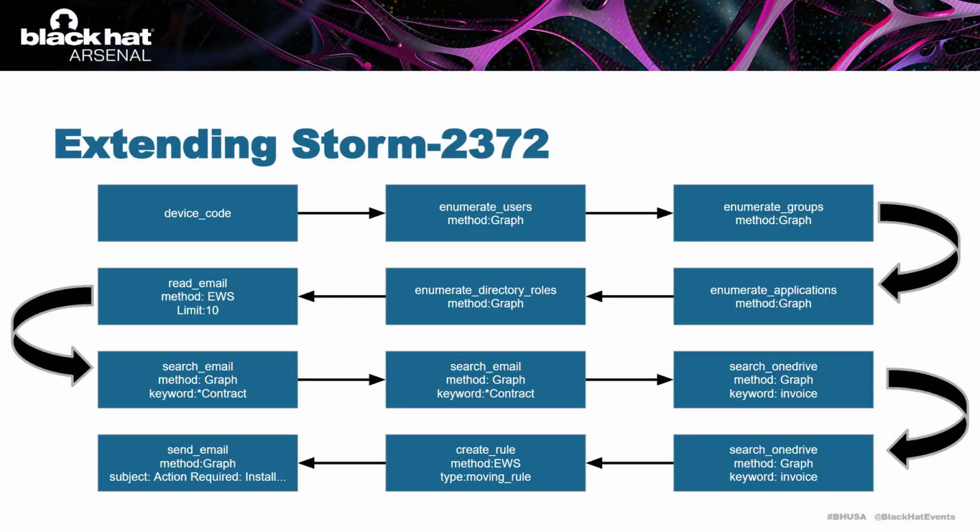This is how the playbook looks from an msInvader technique perspective. First, we'll do the device code phishing to obtain a token. Then we'll enumerate users using the Graph API, enumerate groups, applications, and directory roles. These enumeration techniques will provide the attacker with a lot of information about the tenant that can help in future attacks. Then we're going to read emails. We're going to exfiltrate the first 10 emails on that mailbox using the Exchange Web Services API.